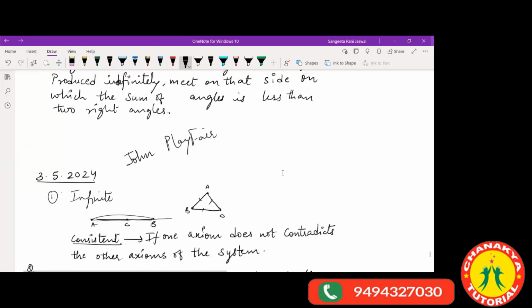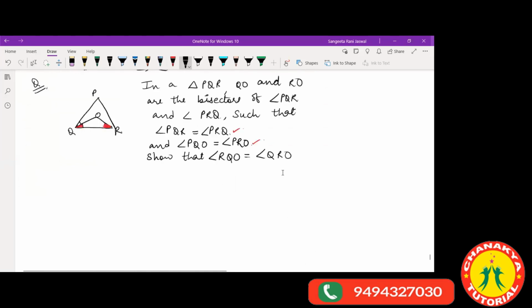And which axiom applies in that? Ma'am, will it be things which are half of the same things are equal to one another? Say it loudly. Things which are half of the same things are equal to one another. That's absolutely right. So this also follows, and you can even say that if equals are subtracted from equals.